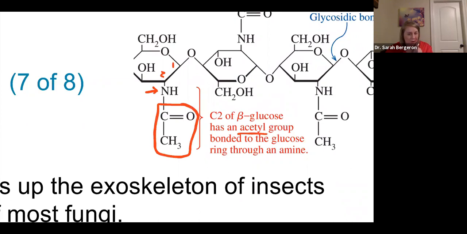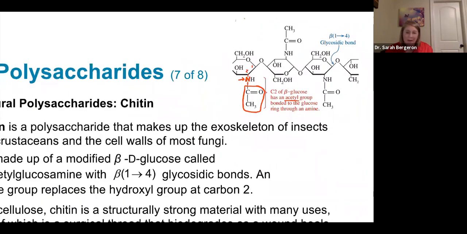This was one of your functional groups. So this is our acetyl group. And so we say that this acetyl group is bonded to the glucose through an amine, right? This was another one of your functional groups. An amine is a nitrogen, right? And depending on if it's a primary or secondary, how many things it's attached to, but it's still an amine. So we have 2 extra functional groups in chitin, okay?